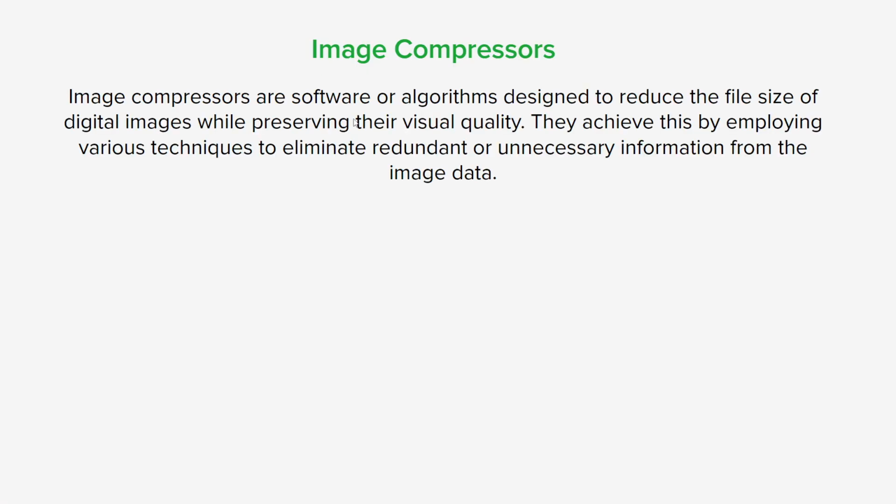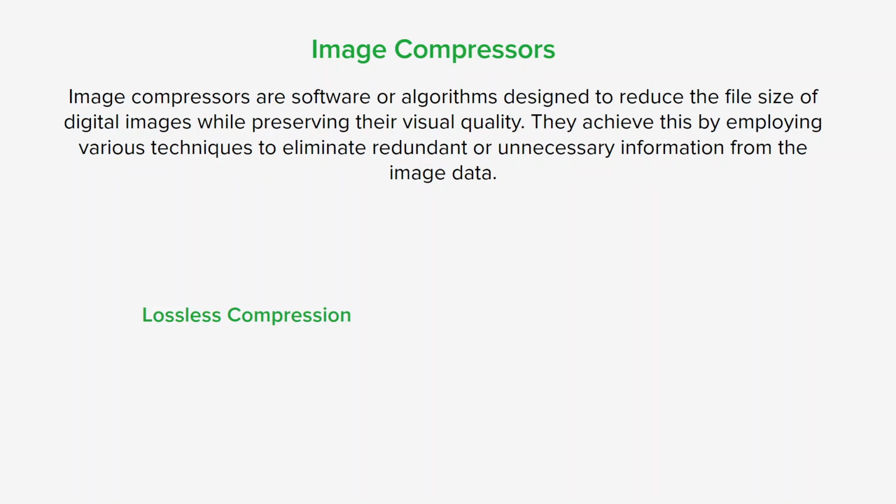So image compressors are software or algorithms designed to reduce the file size of digital images while preserving the visual quality. They achieve this by employing various techniques to eliminate redundant or unnecessary information from the image data. There are two types of image compression.